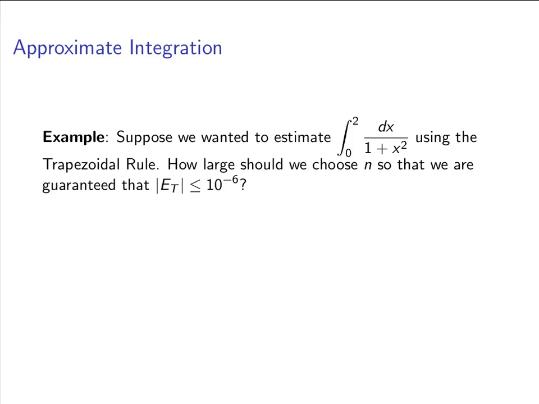Hello, calculus fans. All right, we're going to estimate this integral, the integral from 0 to 2 of dx over 1 plus x squared using the trapezoidal rule. Now, this is actually an integral that we could evaluate exactly because we know an antiderivative of 1 over 1 plus x squared. So this is really just going to be for illustrative purposes. So how large should we choose n so that we are guaranteed that the error in using the trapezoidal rule is less than 10 to the minus 6?